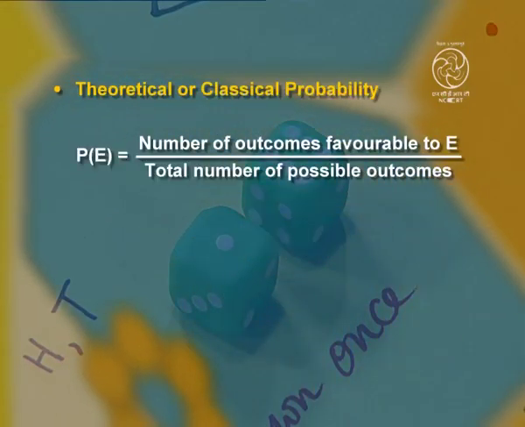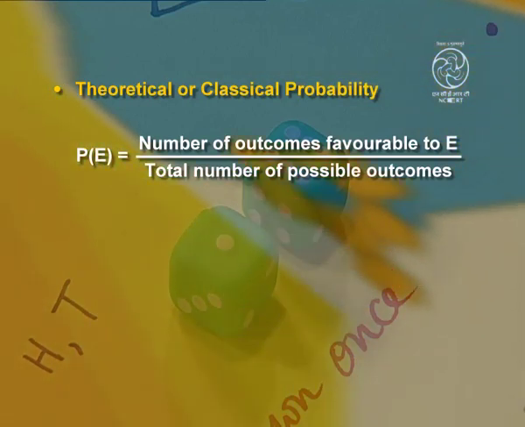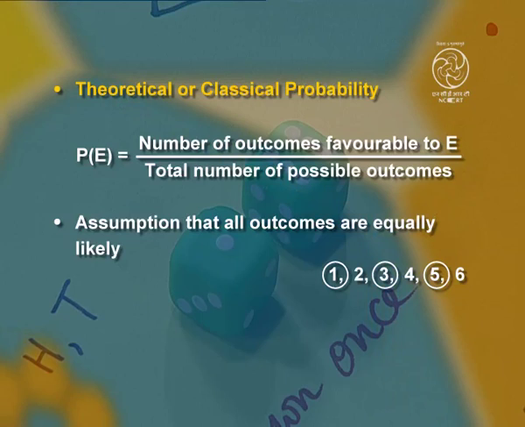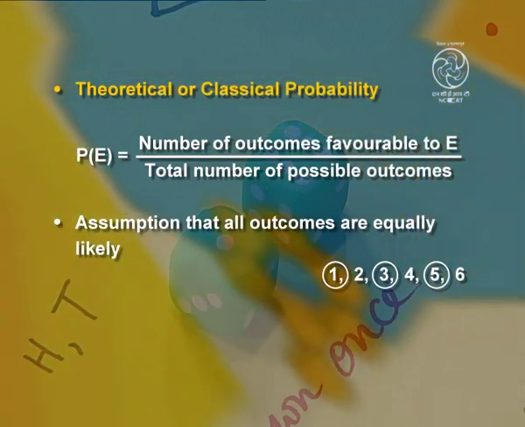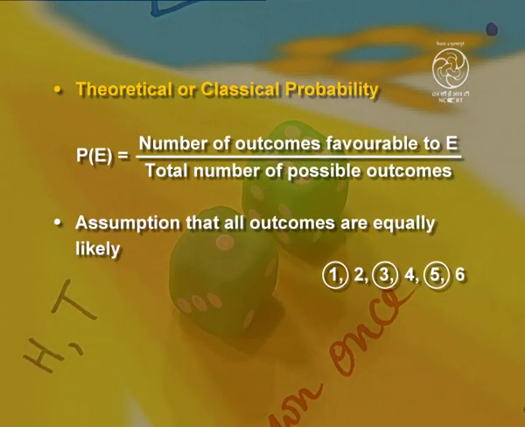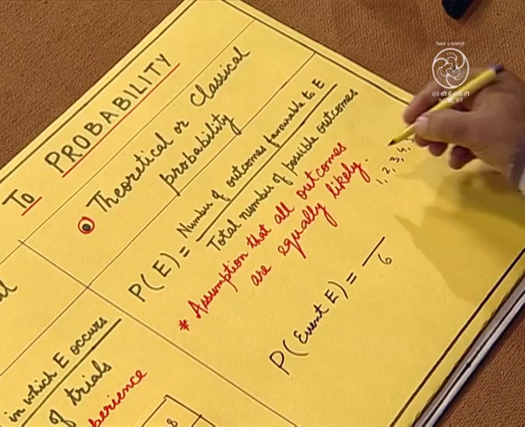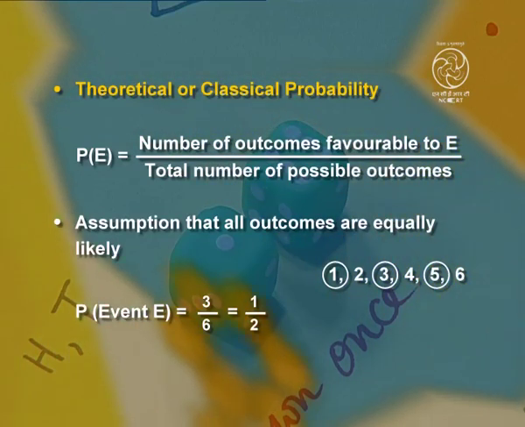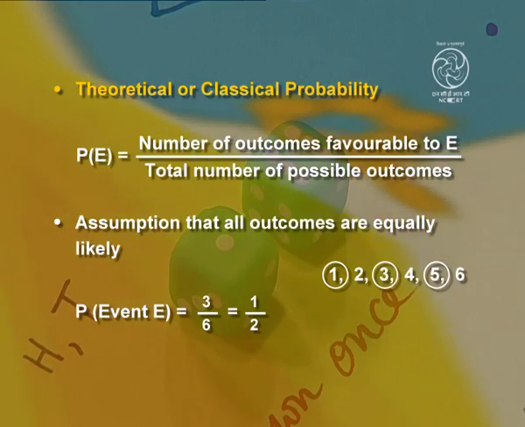It is the probability of an event E, which is the number of outcomes favorable to E divided by the total number of possible outcomes in one single trial. So it is based on the assumption that all the outcomes are equally likely. Now in this particular case, when we throw a die, it results in 6 possible outcomes: 1, 2, 3, 4, 5, 6. So in the denominator, we have 6 possible outcomes, and getting an odd number is 1, 3 and 5. So the probability of event E, getting an odd number, is half.